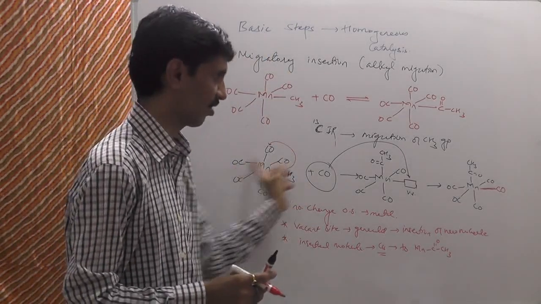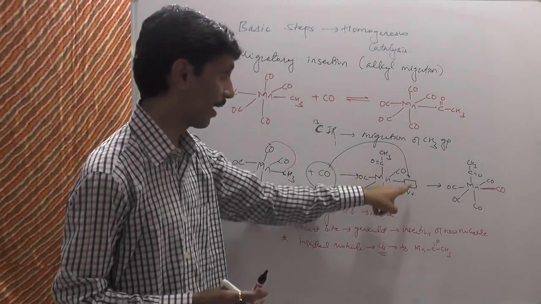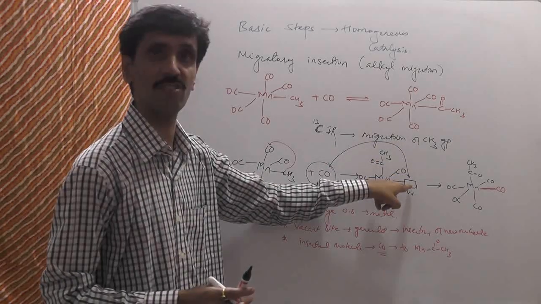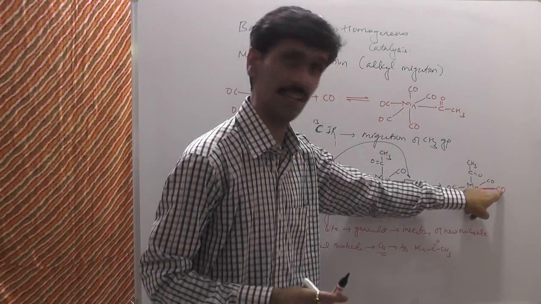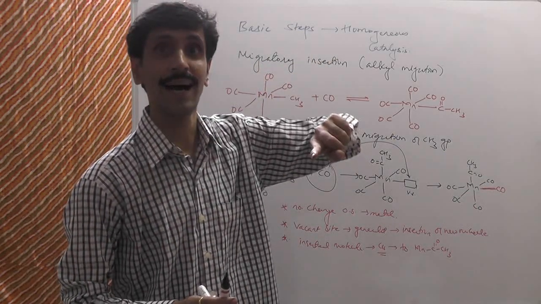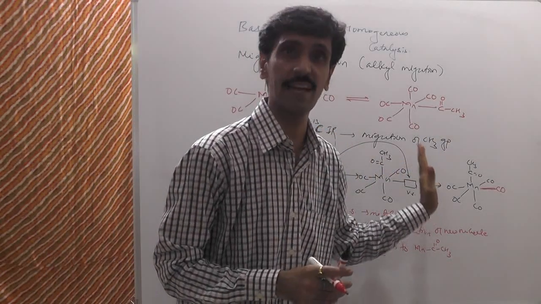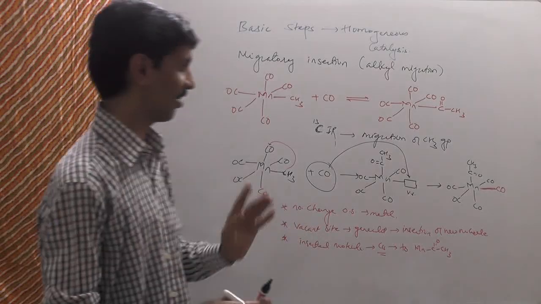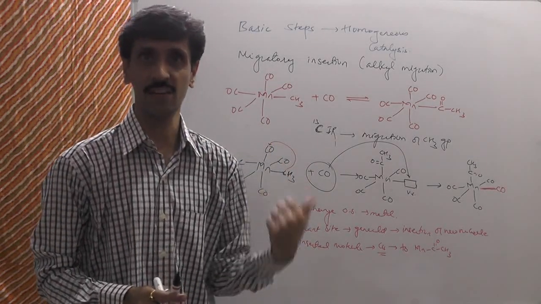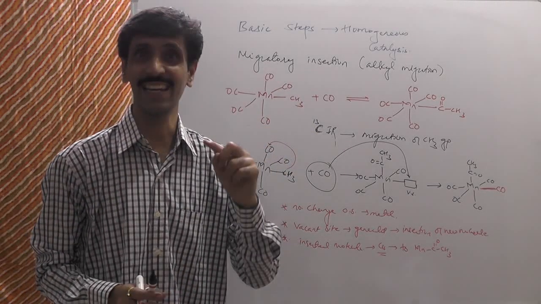Number 1 is, during this entire process there is no change as far as the oxidation state of the metal is concerned. A vacant site has to be created, into which the new group can be inserted. And the new group which is going to be inserted is going to be cis to the alkyl group which is undergoing migration. So it should not be trans, it has to be cis. So these are the points which need to be taken into consideration when we discuss the next step, and that is the migratory insertion, or we call it alkyl insertion.